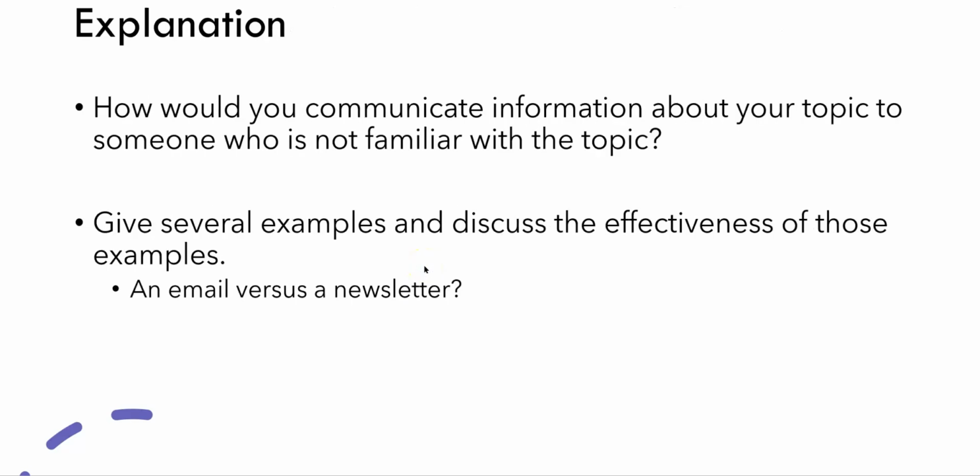The next portion is the explanation. So how would you communicate information about your topic to someone who is not familiar with the topic? We're talking about a brand new person, never heard this topic before. You're going to give a couple of examples of how you would communicate the information, and you're going to talk about the effectiveness of that example. So one of the things I have right here is, okay, an email versus a newsletter. So maybe the newsletter is a better option versus the email.